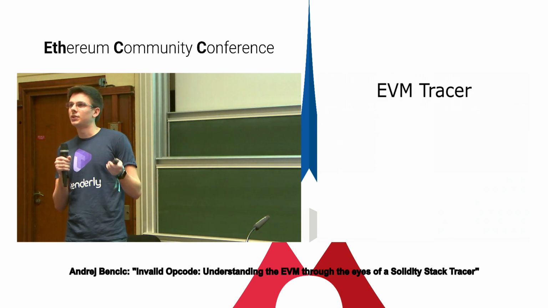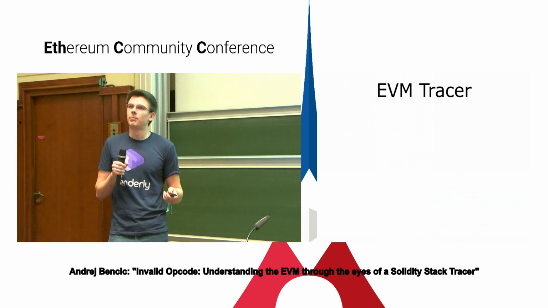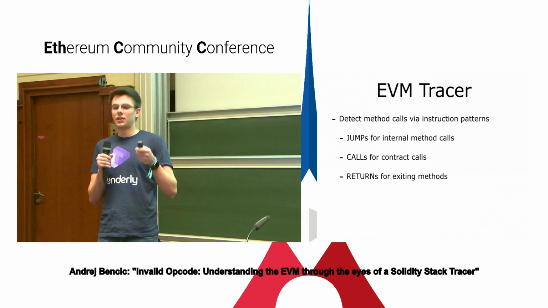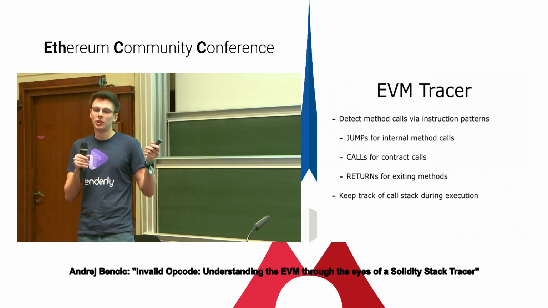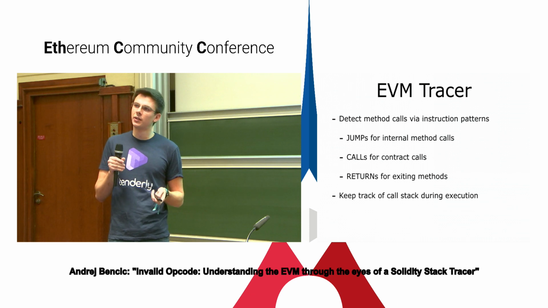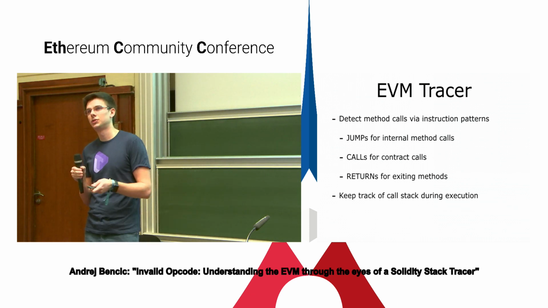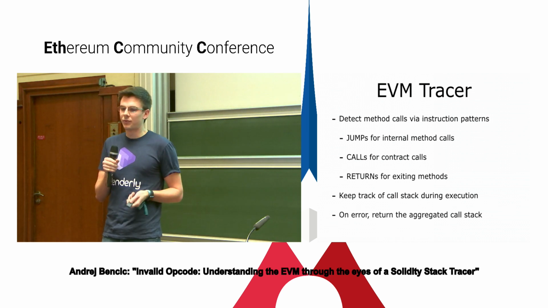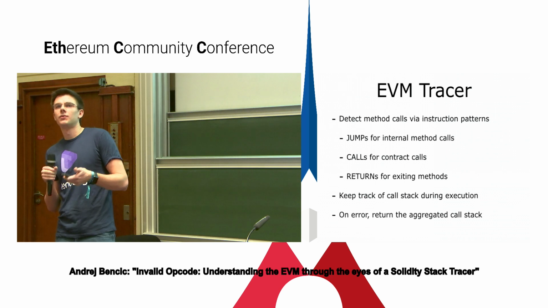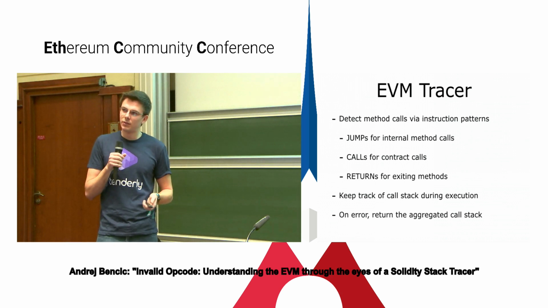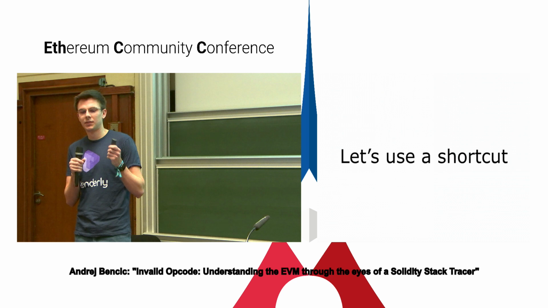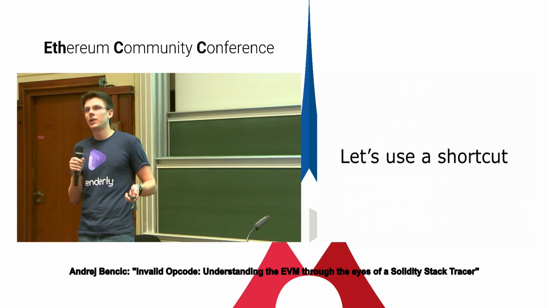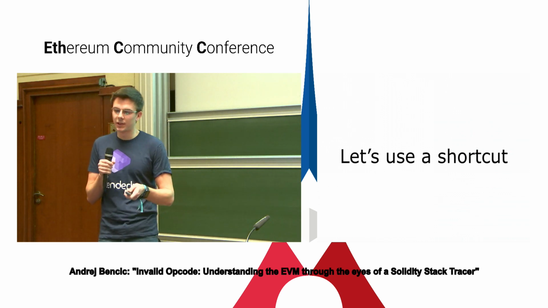We can use an EVM Tracer. An EVM Tracer plugs directly into the EVM and listens for calls like jumps, calls, and returns in order to build a virtual stack and keep track of it during the execution of the contract. And in case of failure, return it to the user at the point of failure. But that is pretty involved, and we're not going to deal with it right now. What we're going to be doing is using a shortcut. We have a couple of tools at our disposal that can shorten our journey quite a bit.